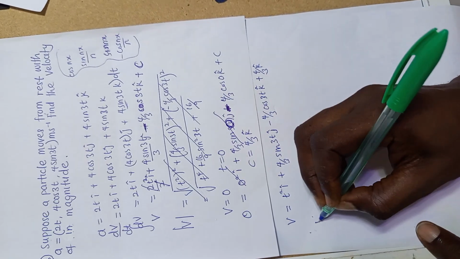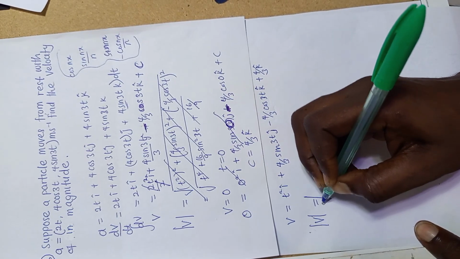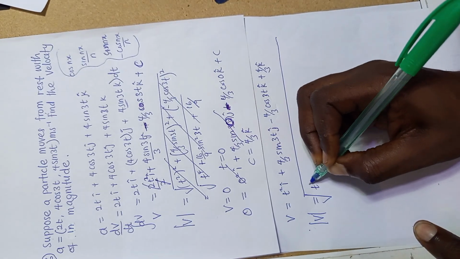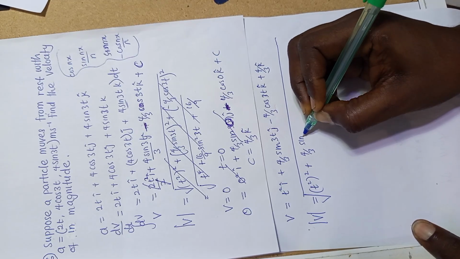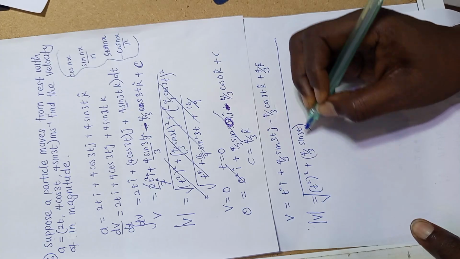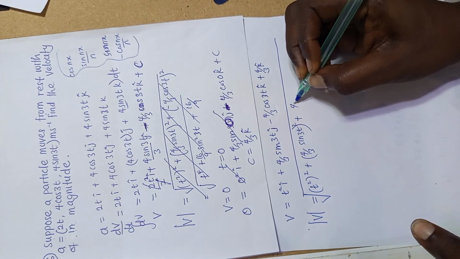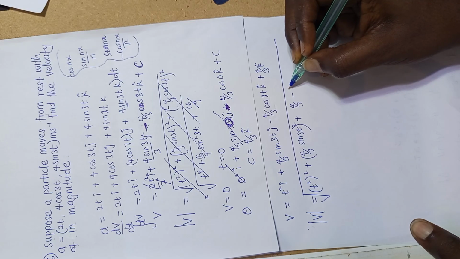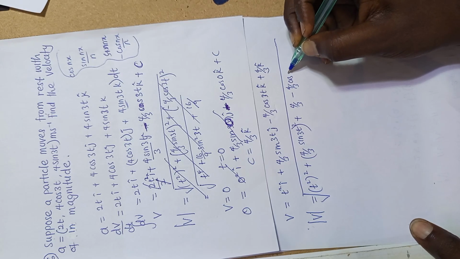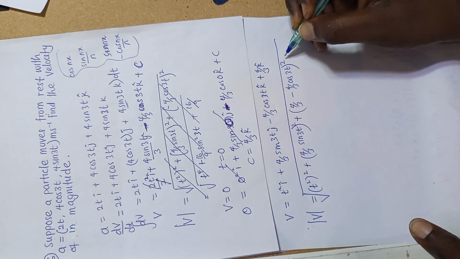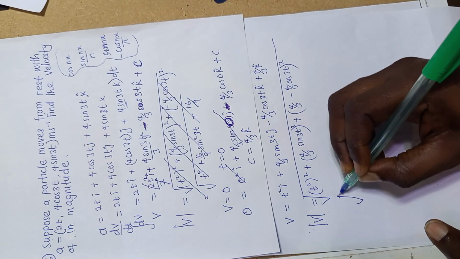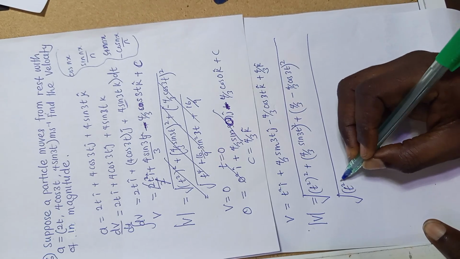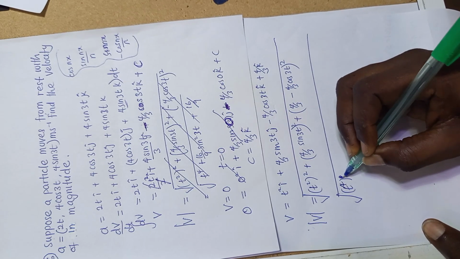So now for us to find the magnitude, it's not complete. We are now going to say t all square plus 4 over 3 sine 3t all square plus 4 over 3 minus 4 over 3 cos 3t all square. And what I want you to do is square both sides, all the things inside the bracket. So I want to have t square all square, which is t4.